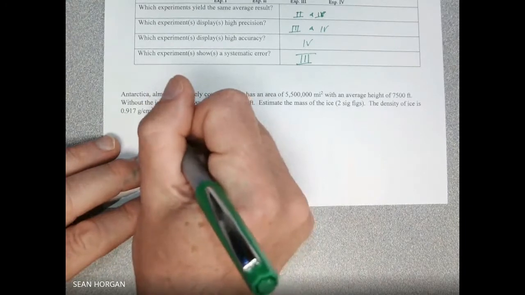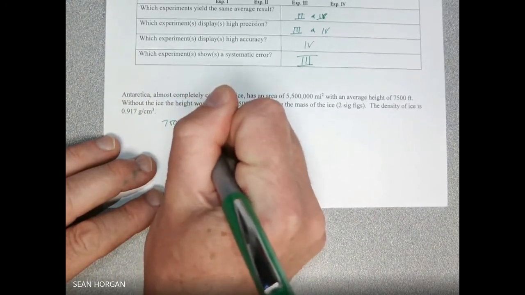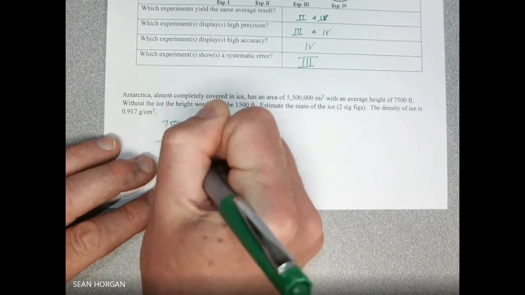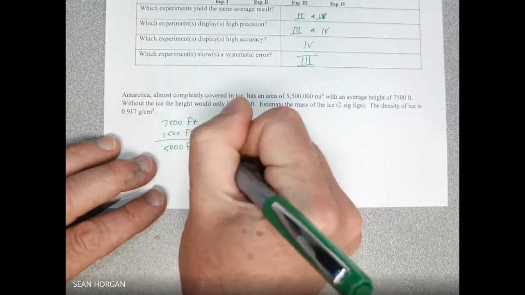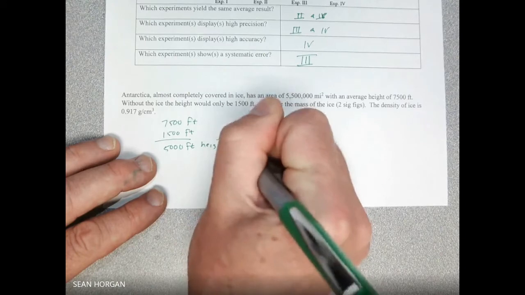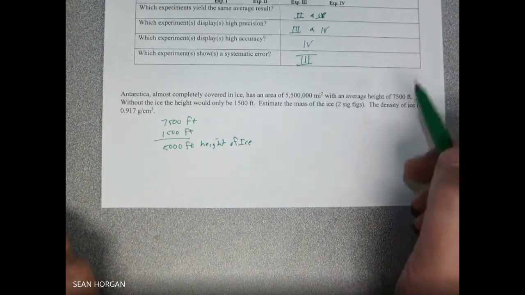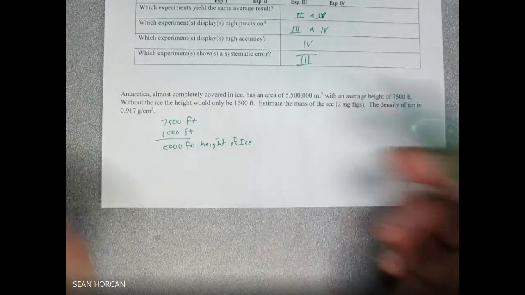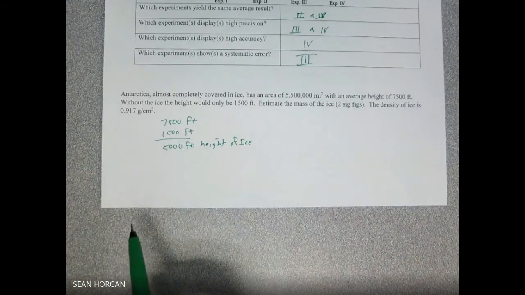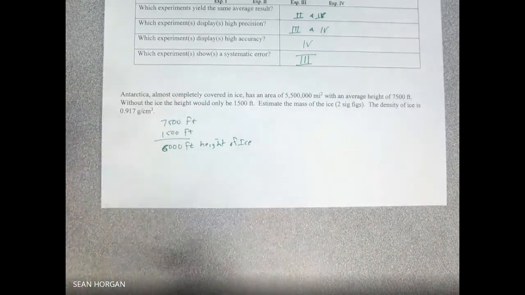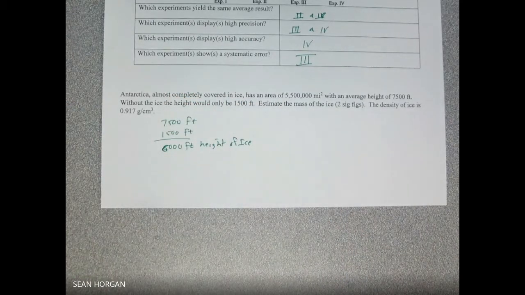Okay, let's get the value for the height of the ice. We'll do that right off the bat, right? It's 7,500 with the ice. It's 1,500 without the ice. So that means 5,000. All right, let's check my math. Sorry, that's just bad math. 6,000. No wonder I was getting the wrong answer. So 6,000. That's B, right?